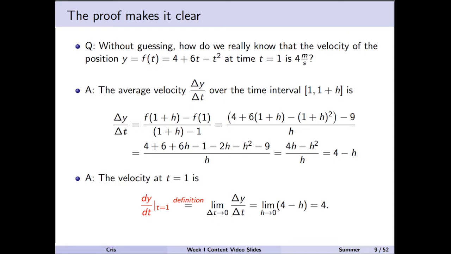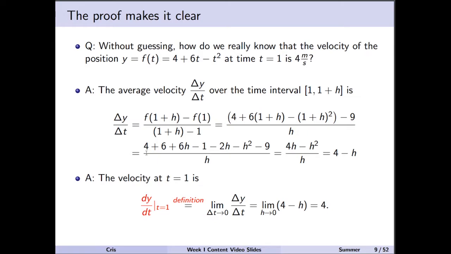So delta y over delta t is f of 1 plus h minus f of 1. That's the change in y. And delta t is 1 plus h minus 1, which is just h. So delta t is just h here. We get 4 plus 6 times 1 plus h minus 1 plus h squared. Here we're just plugging in 1 plus h for t.